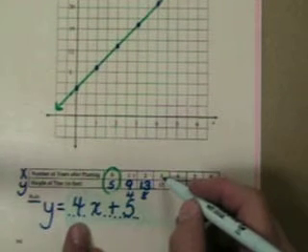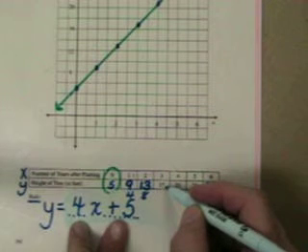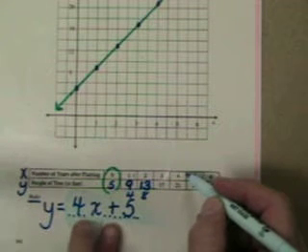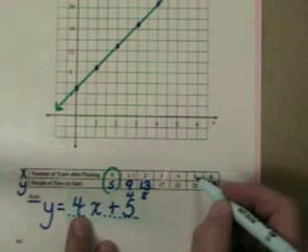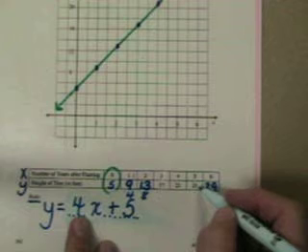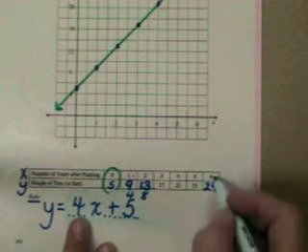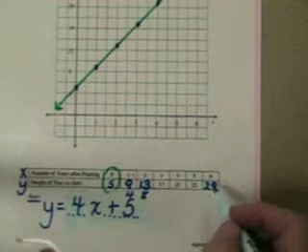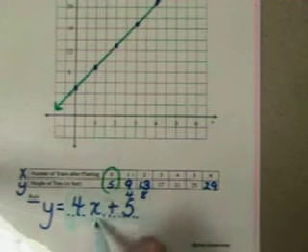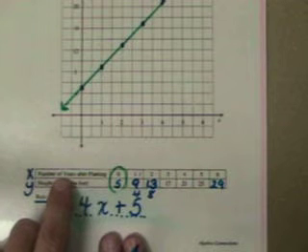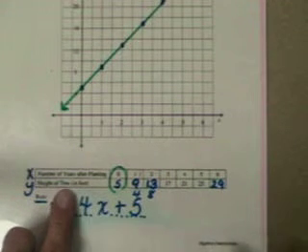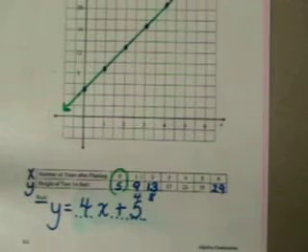3 times 4 is 12, plus 5 does give me 17. 4 times 4 is 16, plus 5 is 21. And 5 times 4 is 20, plus 5 is 25. It also worked for 6. We would get the answer 29. So now I have my rule, and I want you to remember that x represents the number of years after planting, and y represents the height. So they then took us and asked us this question. How are we going to use this rule?